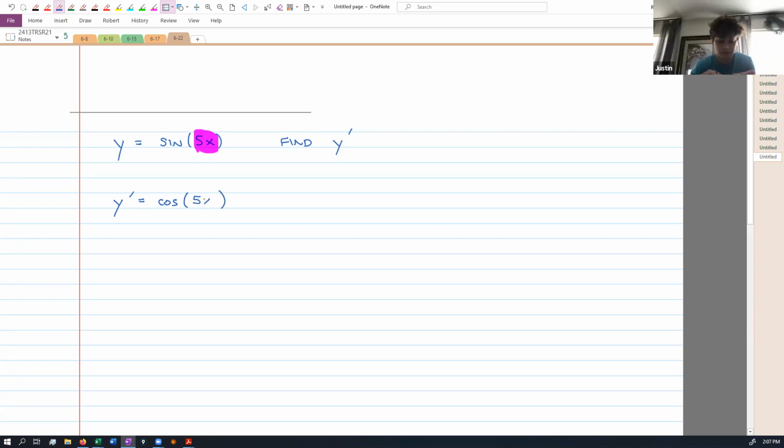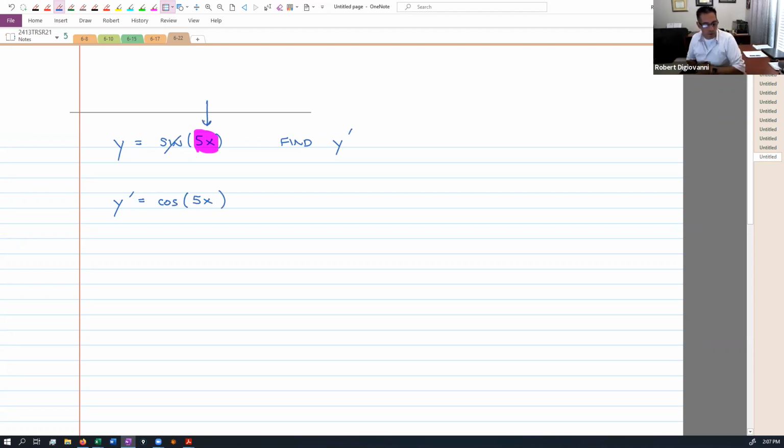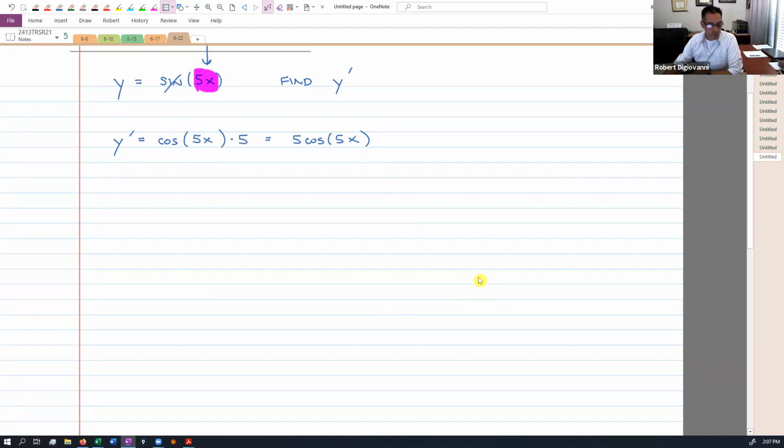5x. Okay, now you're done with doing the sine, right? You've already done that. Now you have to go to the inner function and give me the derivative of that purple junk. What's the derivative of the purple junk? 5. So you tack on a 5 to this. So your answer is just 5 cosine 5x. Your answer is not cosine of 5x. Your answer is 5 times cosine of 5x. That 5x in here has an impact on things, right? Yep. Good.